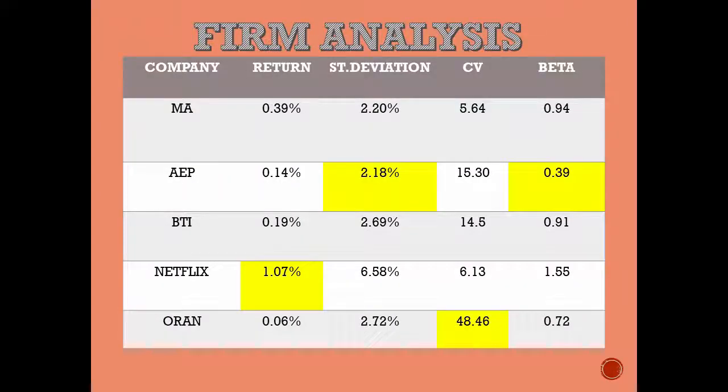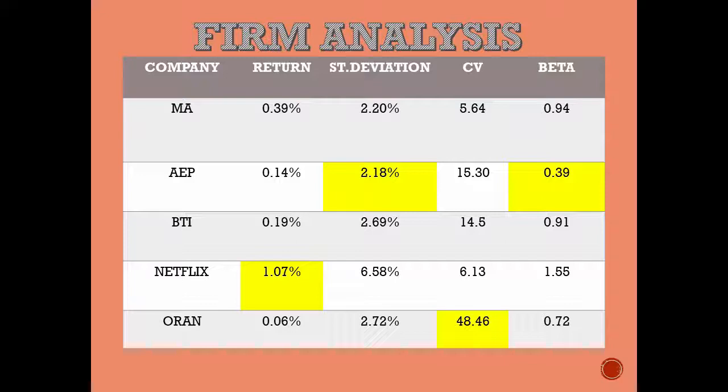Okay, as for the firm analysis, they have four types, which are average return, standard deviation, critical value, and beta. So as you can see in return, the higher is better. The highest return is the Netflix company, followed by Mastercard, and then British American Tobacco, American Electric Power, and Orange. And then for the standard deviation, the lower the percentage is better.